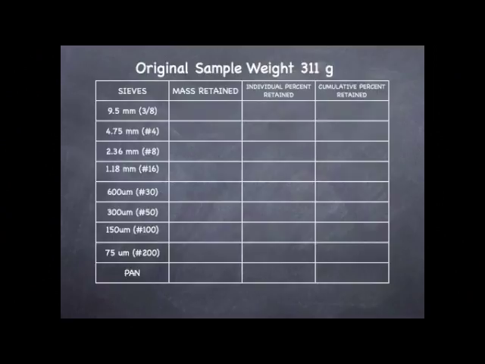For our example, we will be doing a fine aggregate analysis. Therefore, we want to set up our table with the left-hand column being the sieve sizes, starting with the 9.5 millimeter sieve. This is to ensure that all the material passes through that sieve. The next column is going to be the individual masses retained on each sieve, followed by the individual percent retained on each sieve, and finally the cumulative percent retained on each sieve. We now want to record the weight on each individual sieve to the nearest 0.1 gram.